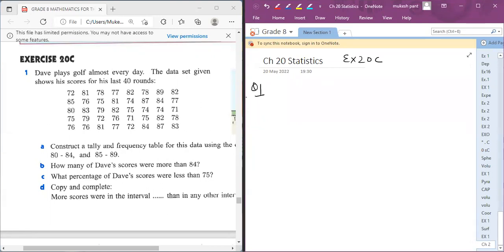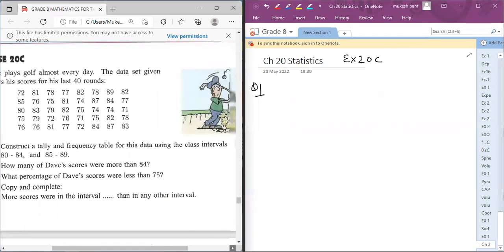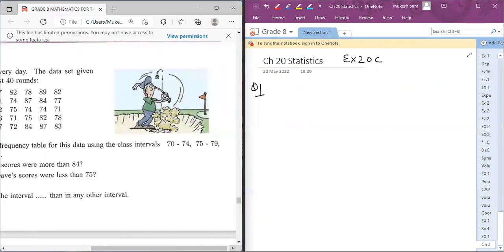Day plays golf almost every day. The data set given shows his scores for his last 40 rounds. Now what we have to do, first of all, just look at the data: 72, 81, 78, 77, until 83, the last entry. First, construct a tally and frequency table for this data using the class intervals 70 to 74. Here we have to follow this scale which is given in this question.